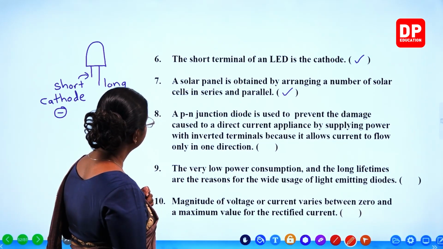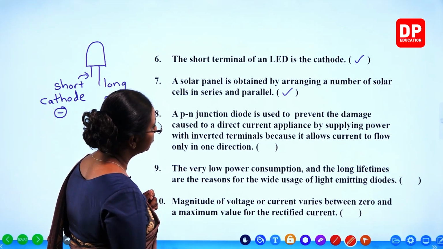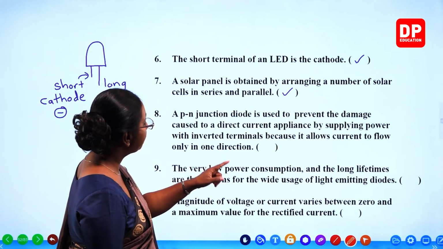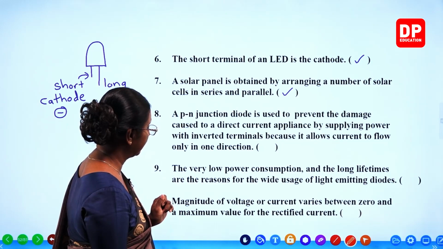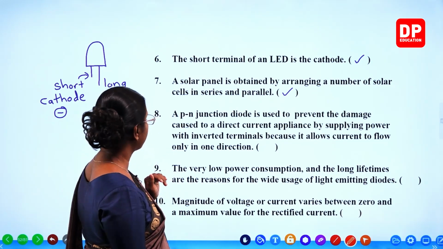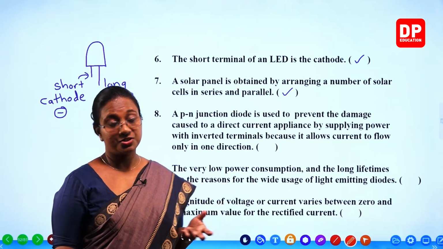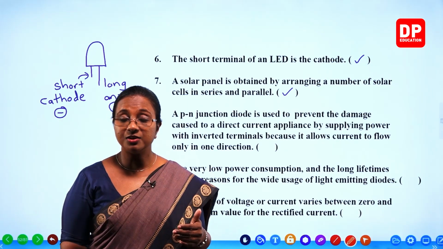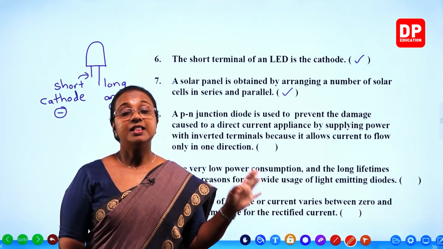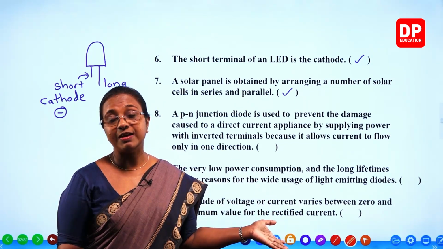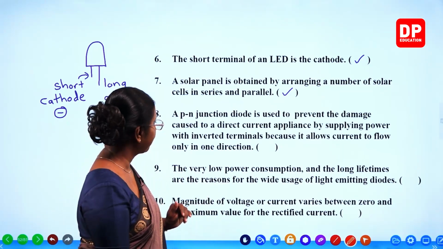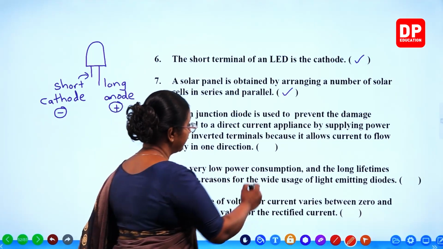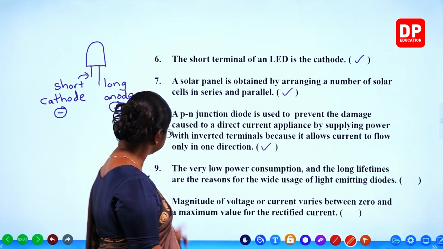Then the eighth one. A PN junction diode is used to prevent the damage caused to a direct current appliance by supplying power with inverted terminals because it allows current to flow only in one direction. That is correct, no students? A PN junction diode always allows current to flow only in one direction. That is why it is able to prevent the damage caused to electric appliances if the terminals are inverted. So this statement is also correct.